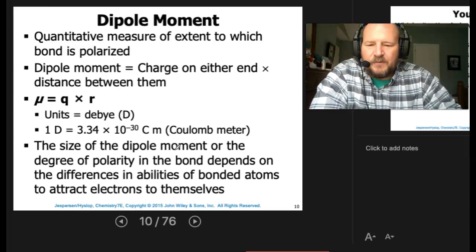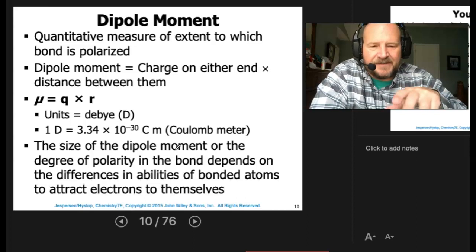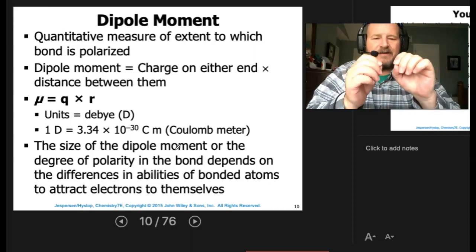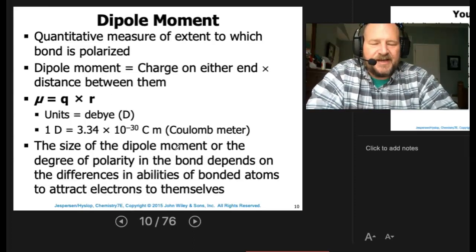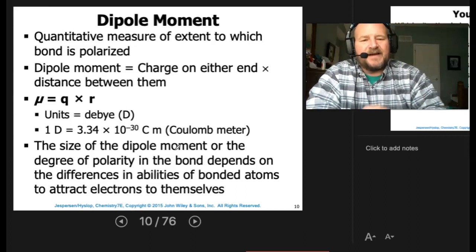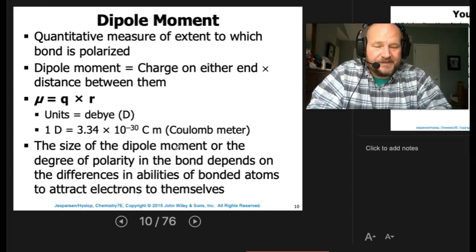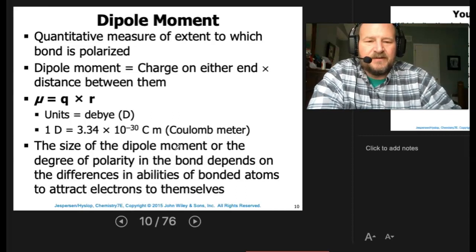Okay? The size of the dipole moment, or the degree of polarity in the bond, depends on the differences in abilities of bonded atoms to attract electrons to themselves. Whew. Okay, so what does that really mean? When we look at the periodic table, it gives us a value we call electronegativity. Each atom on the periodic table has been measured for how much it wants the electrons. So if I make a covalent bond between two atoms, we can literally measure who wants the electron more based upon IEs, ionization energies, and electron affinities. With two different atoms with two different values, the difference is going to tell us how big that pole is. The bigger that pole is, the more Debyes. The more Debyes, the larger the moment is. Okay, that's complex, but simple at the same time.